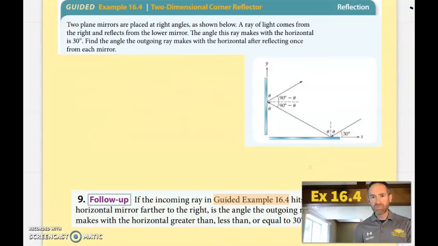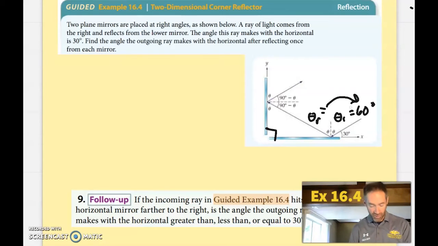On this example 16.4, you have two mirrors at a right angle to each other like this. And we have an incoming light ray right here striking with what they're labeling as an angle of 30 degrees. That's going to say that this angle of incidence is going to be 60 degrees right there. So this angle of reflection is also going to be 60 degrees, because angle of incidence and angle of reflection are always the same. Now they want to know what angle this outgoing light ray makes with the horizontal. So they're actually asking about that one right there.